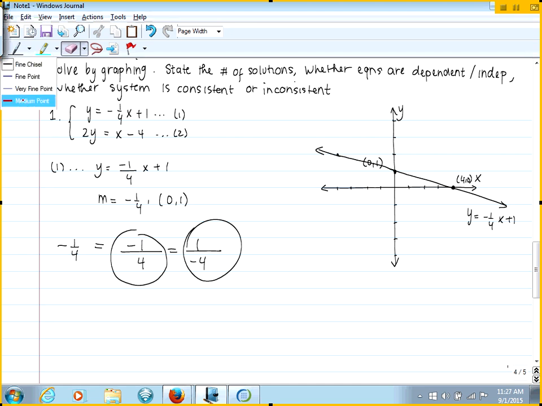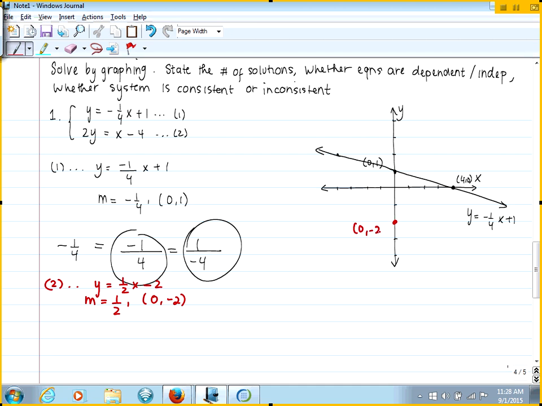Now, let's write this equation. y is equal to negative 1 over 4x plus 1. How about the second one? y is equal to half x minus 2. So what's the slope? 1 over 2. What's the y-intercept? 0, negative 2? Yeah, you're right. I was wrong, I didn't put the negative. It's 0, negative 2.